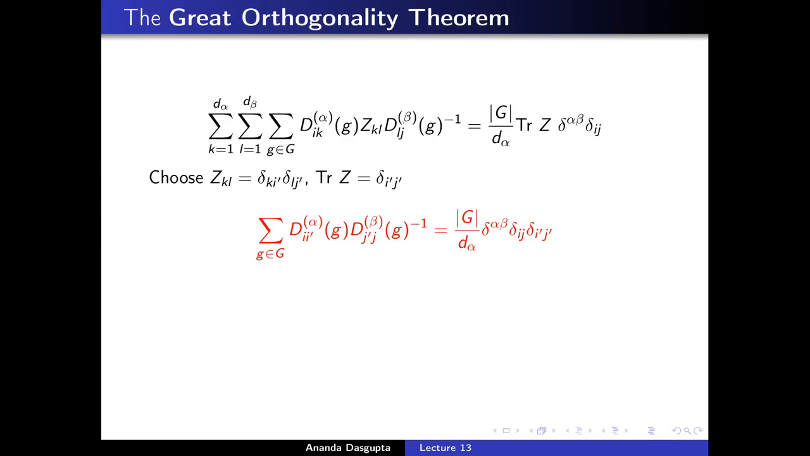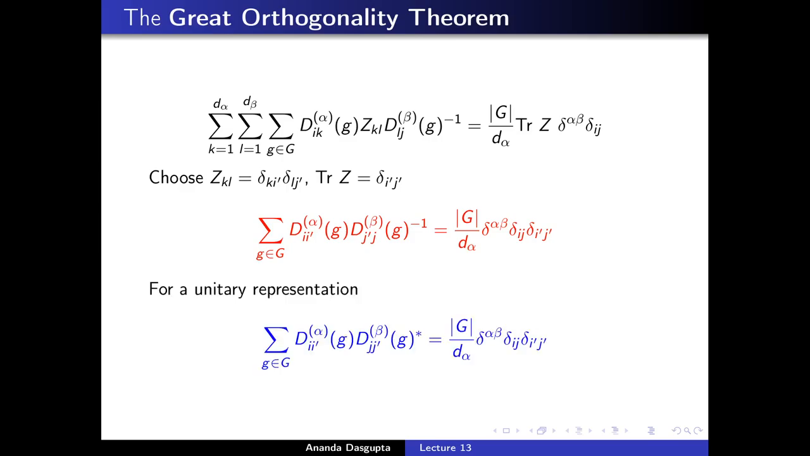In fact, the connection becomes even more stark if we consider a unitary representation. In a unitary representation, D beta of g inverse is of course D beta of g's adjoint. So the j prime j-th element of D beta g inverse is nothing but the j j prime element of D beta g conjugated. So what you end up with is this result, that if you multiply the i i prime-th element of D alpha g with the j j prime-th element of D beta g's conjugate and then sum over all g, you end up with something which vanishes whenever alpha and beta are not the same. Also whenever i and j are not the same, whenever i prime and j prime are not the same, and so on. This is very similar to the way in which you do dot product of complex vectors.